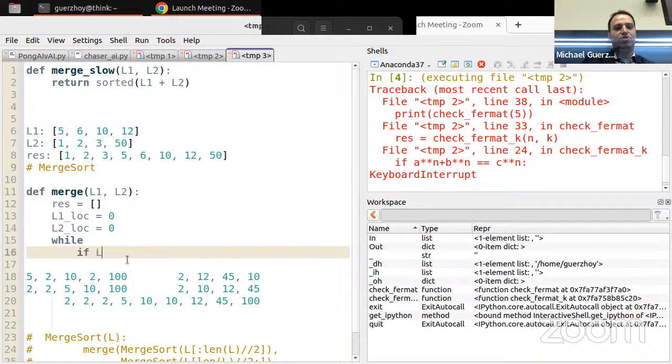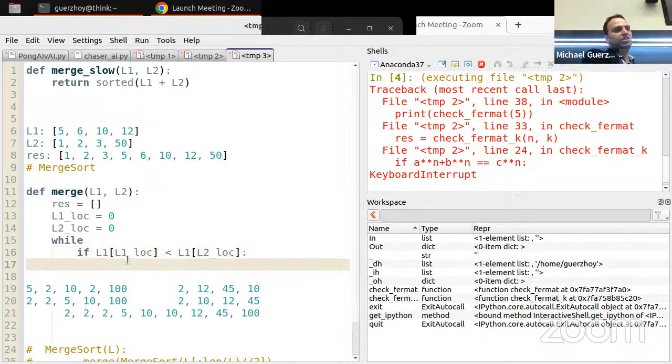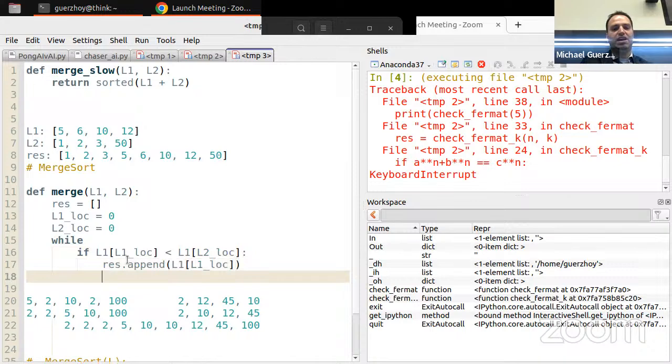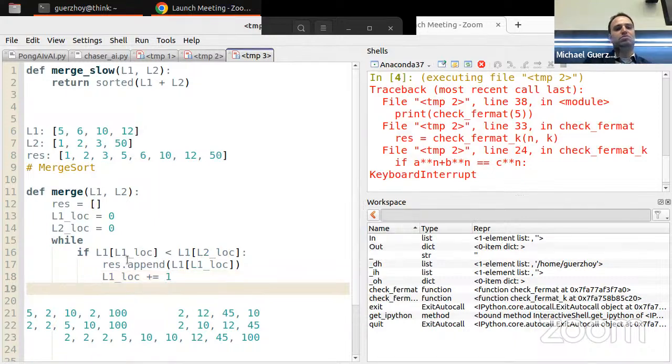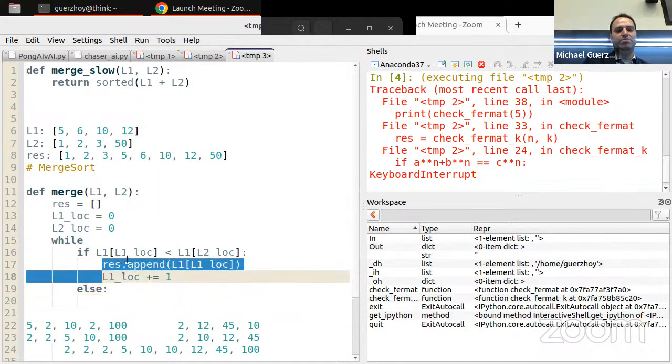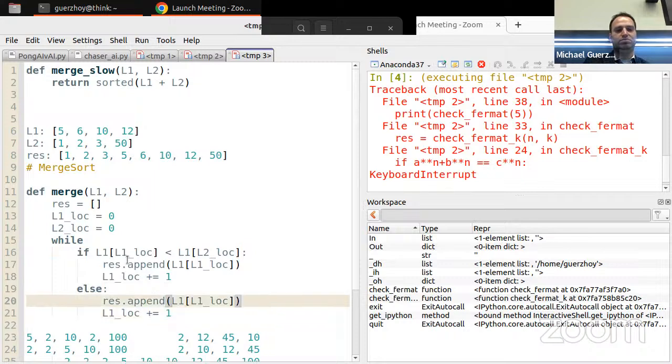So I'll just say, okay, if L1 at the L1 location is smaller than L2 at the L2 location, then what I'll do is I'll insert from L1. So I'll append this guy. And then next time the L1 location is going to be larger by 1. Otherwise, we do it the other way.